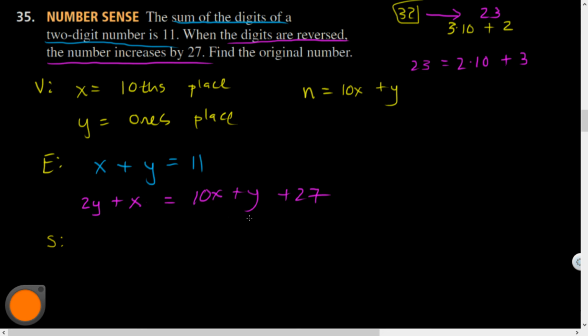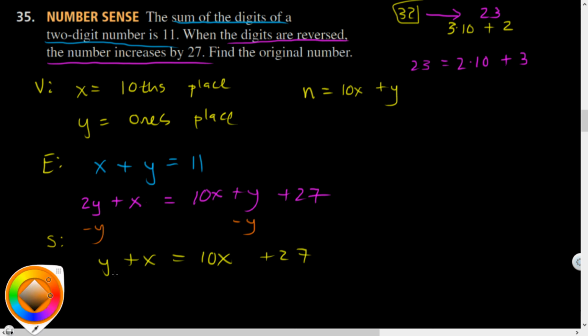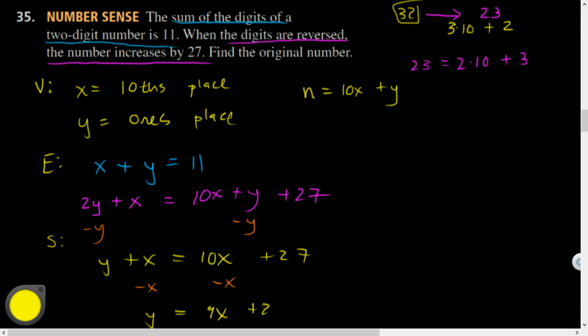So let's subtract y from both sides. My new purple equation would be 2y minus 1y is y, plus 27. Where should I move my x? Let's subtract x from both sides. There are very many paths you could have taken to do this problem. So I would have y equals 9x plus 27.